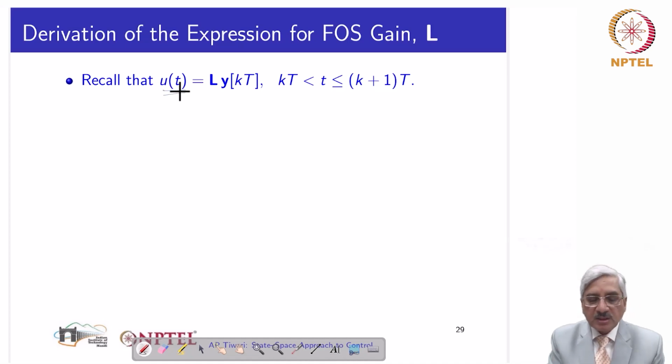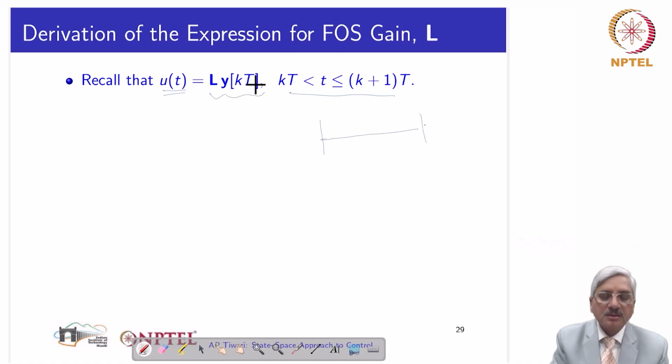The input u(t) between this interval, just after kτ to (k+1)τ, in this interval the input is given by this boldface L into that stack of outputs collected during the interval here. This is where y(kτ) was corrected, this boldface y. That multiplying L is the input to be applied here just after kτ to (k+1)τ. That is u(t).